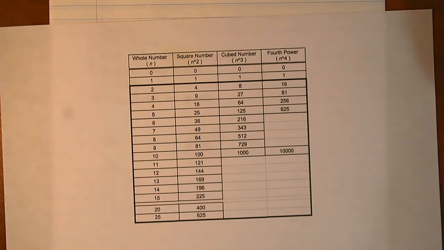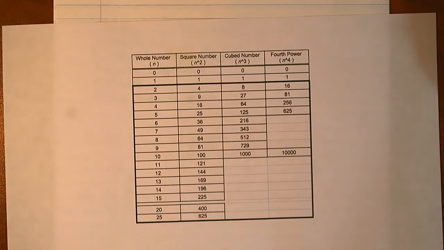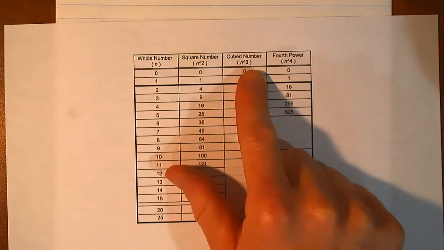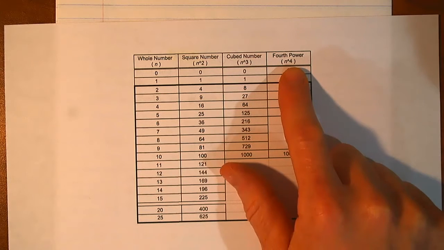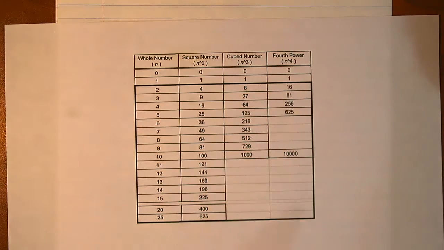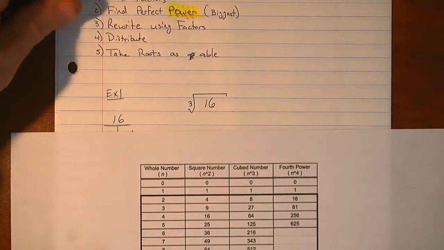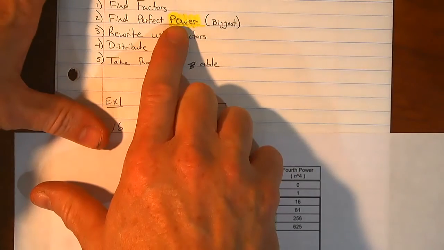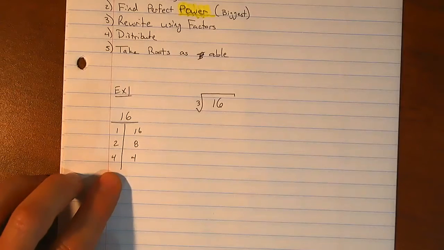These are some numbers that might be helpful. I also talked about in the last video that you can make this table yourself on your calculator by just going to the y equals menu and typing in x squared if you need squares, x cubed if you need cubes, and x to the 4th power if you need these, and then go to the table view in your calculator and you can find all these. Okay, now let's actually get back to the problem at hand. We're trying to find the cube root of 16. We're on step 2. We're trying to find a perfect power, specifically a 3rd power. And here is our list of factors.